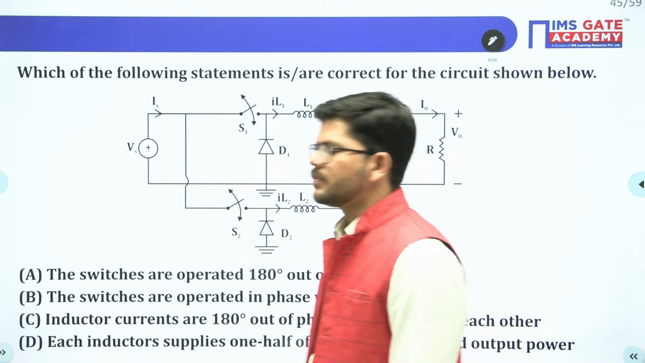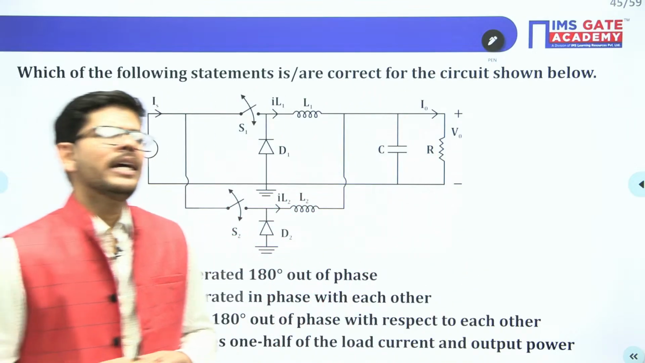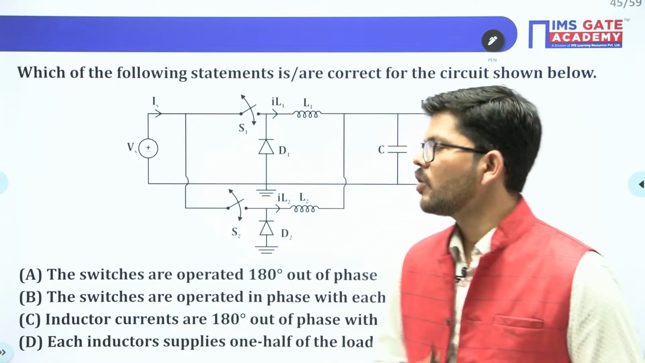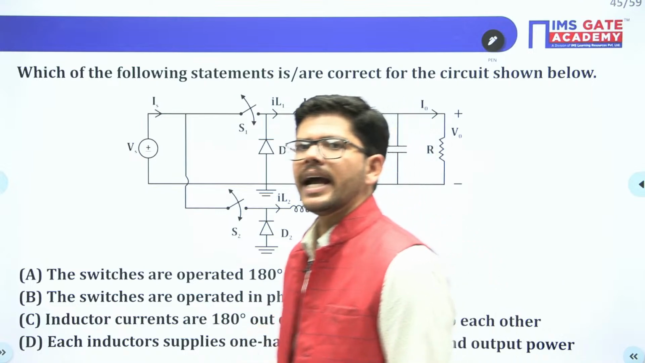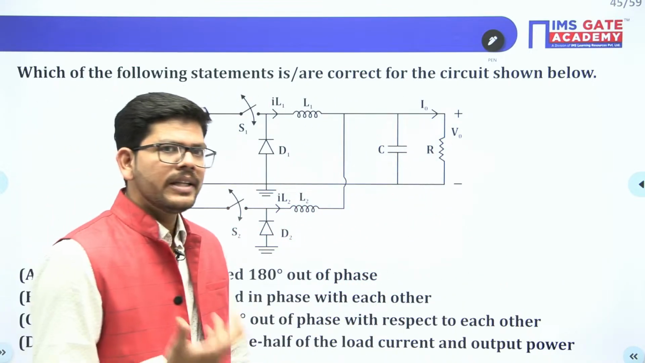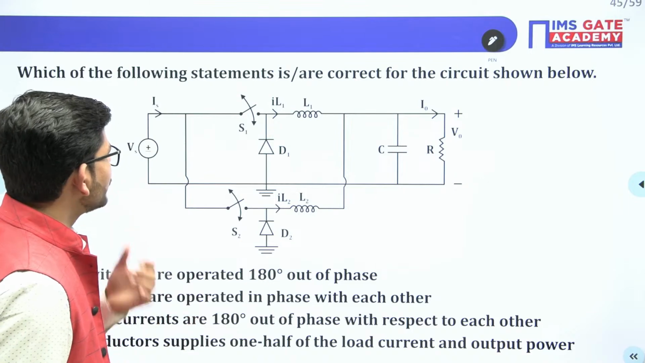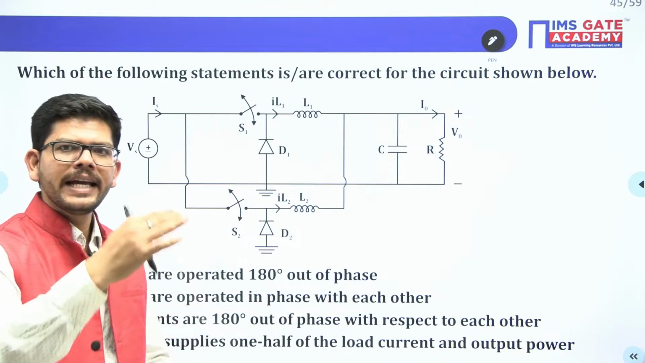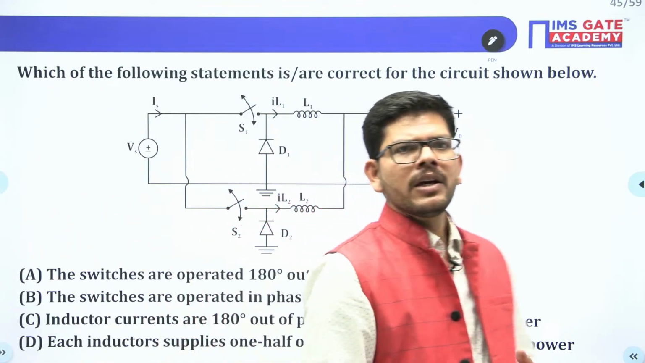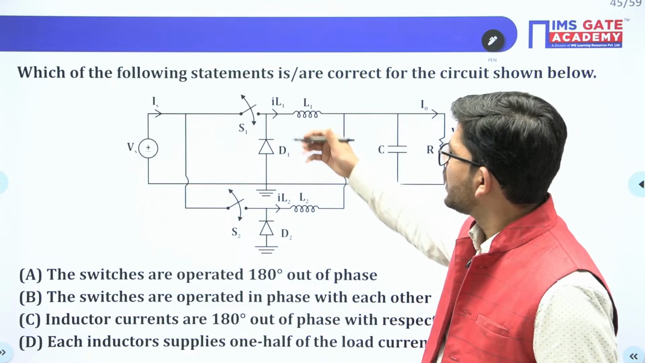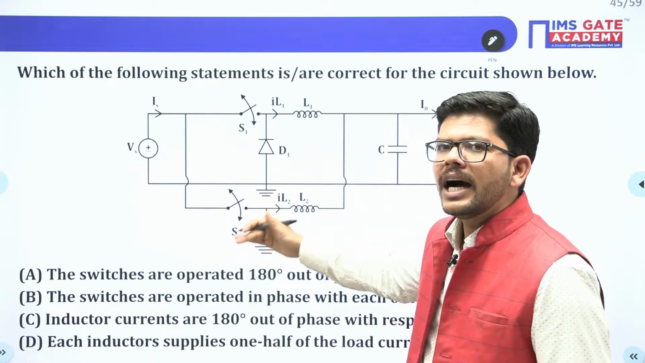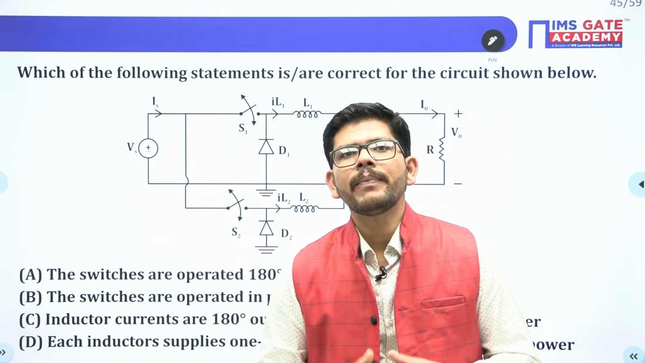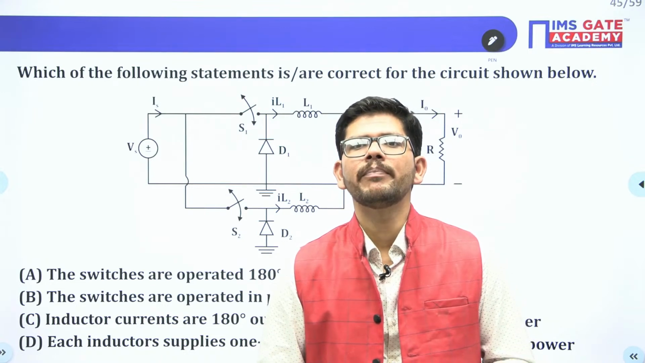Now coming to this problem. I have seen from the past GATE papers that now GATE authority is asking questions from interleaved converters as well. Normally, we connect two or more than two converters in parallel, we interleave them. What is the purpose of doing that? If you connect so many converters in parallel, ultimately what will happen, guys? You will reduce the ripple current. Okay, you will reduce the ripple voltage.